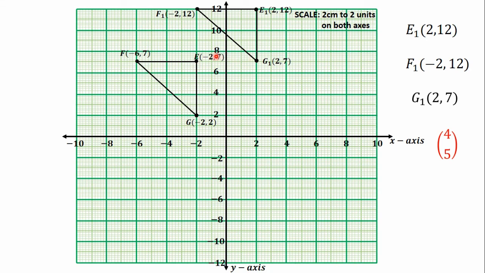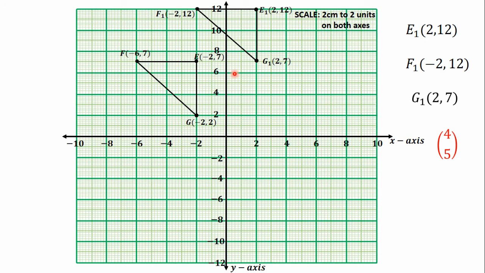When we translated triangle EFG to get a triangle E1F1G1, the size of the triangle did not change and the shape of the triangle did not change. It only changed in position. Because the size did not change and the shape did not change, we can say that translation of a point or an object in the xy plane is an example of a rigid motion, because as we learned in the introductory video to this chapter, when an object undergoes a rigid motion, it does not change in size and does not change in shape. It only changes in position.